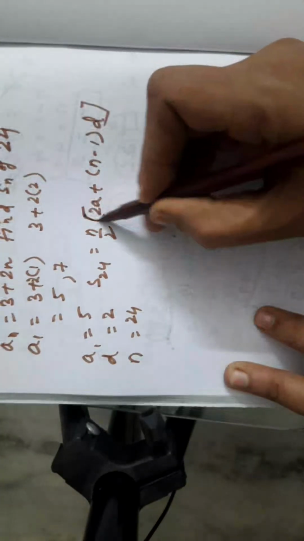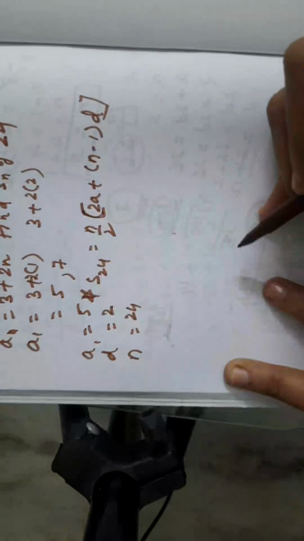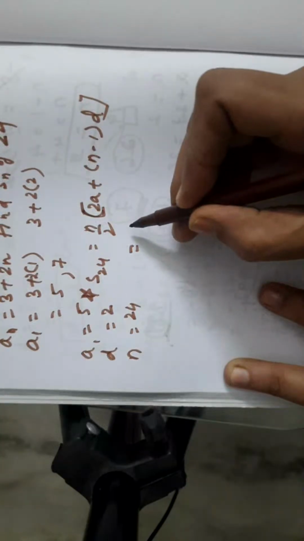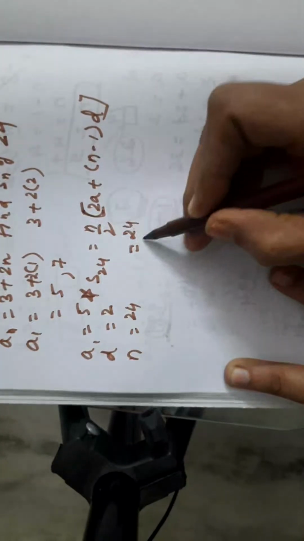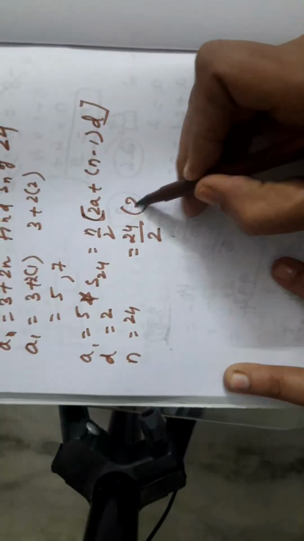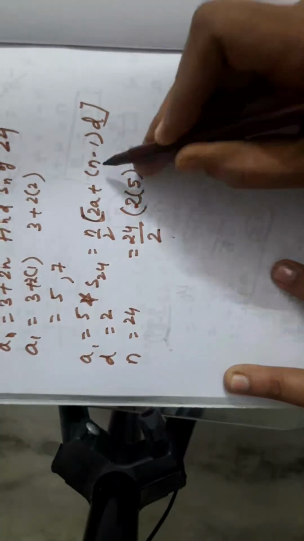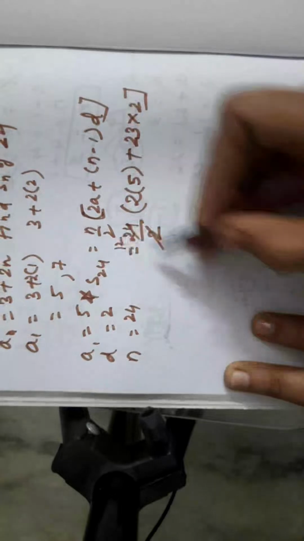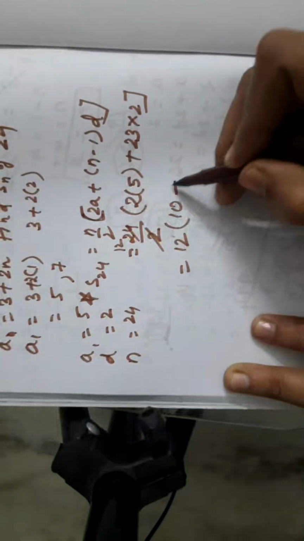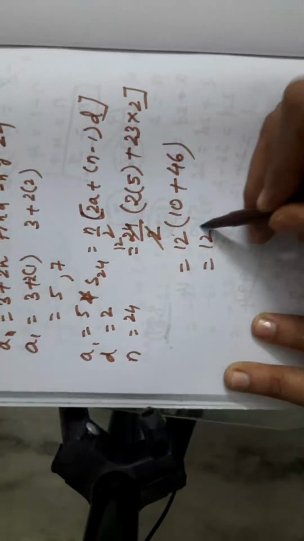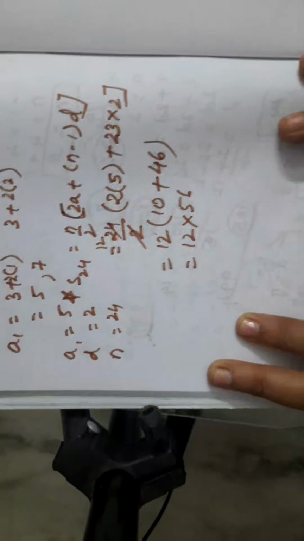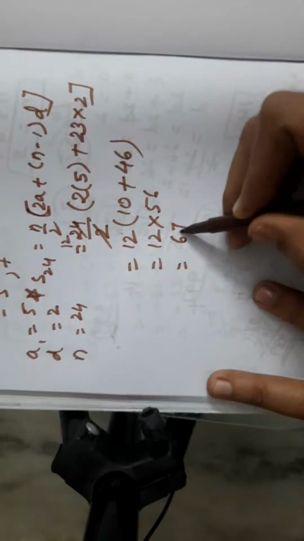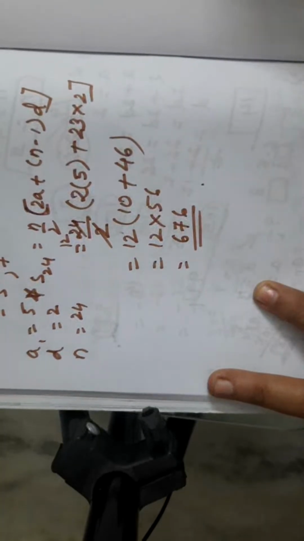Here formula learning is very important. Concentrate on formulas. If you are clear with the formulas, there will not be any kind of difficulty in finding the solution. So the 24th term is asked. We'll replace n by 24. 24 divided by 2. A is 5. 24 minus 1 is 23 and D is 2. Now cancel out. 12. 5 2s are 10 plus 46. Now add them. So it's 56. Finally, complete the calculation. So the final answer is 676.